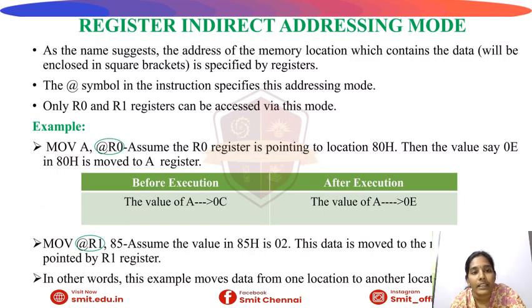Register indirect addressing mode. As the name suggests, the address of the memory location which contains the data is specified by the register. For example, MOV A, @R0. Here the R0 register points to the location 80H. The value there is 0E. The data 0E is moved to the register A.